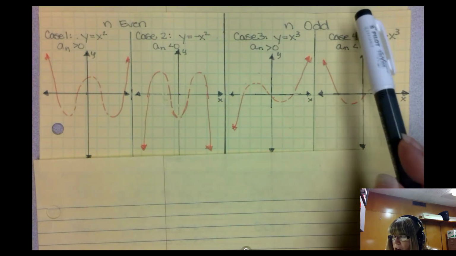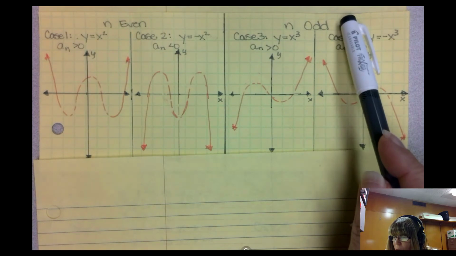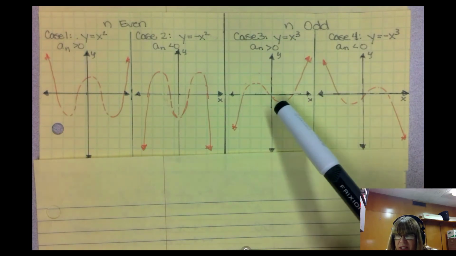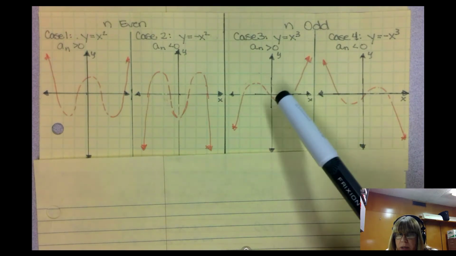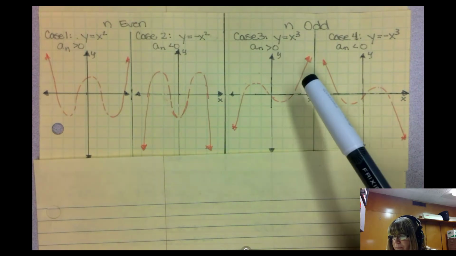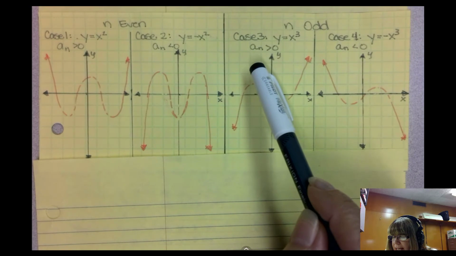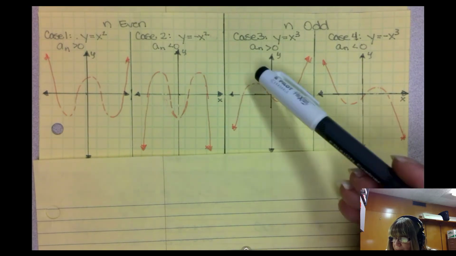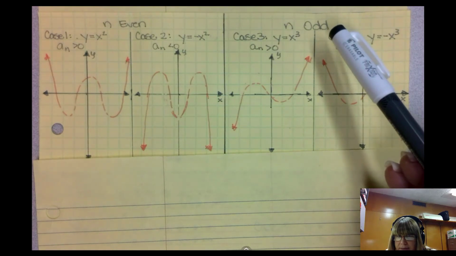In terms of an odd function, we have two cases. Now, it takes on the shape of a cubic function, where you see this dashed line. It could have some squigglies in there, but ultimately it takes on the shape of an x cubed. When a sub n is greater than 0, then it's going to fall on the left and rise on the right. Okay? I'm just talking about the graph itself.